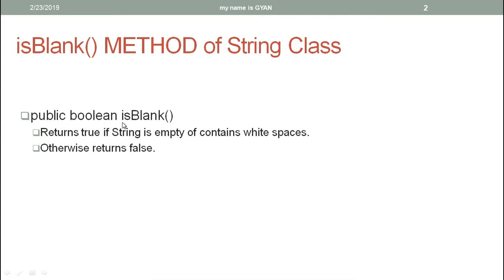This is the signature of the method isBlank of the class String. The method isBlank is a public method which returns boolean. It returns true if the string is empty or contains white spaces like space, tab, carriage return, etc. Otherwise, the method isBlank returns false.